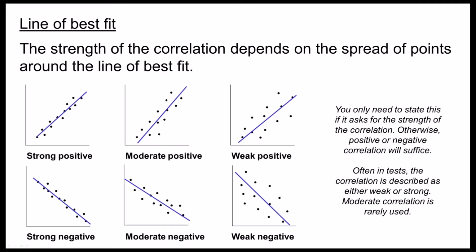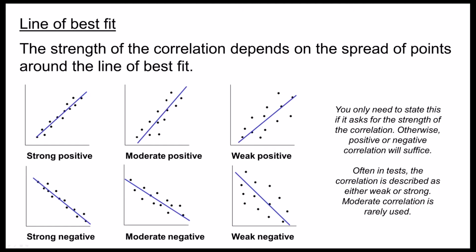You can also use the line of best fit to determine the strength of correlation. The strength of a correlation is dependent on the spread of points around the line of best fit. In our top set of examples, we've got strong positive, moderate positive and weak positive. You can see for strong positive that the points are all very close to the line of best fit, whereas for weak positive they are still going in a positive direction but they're more spread out.